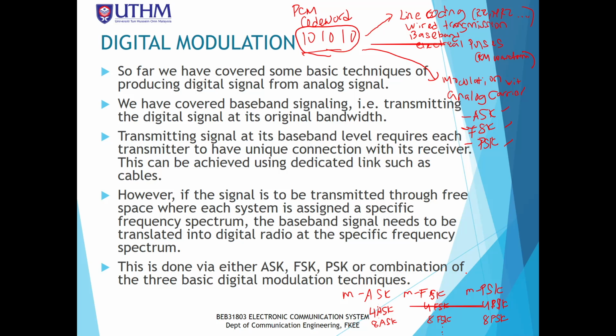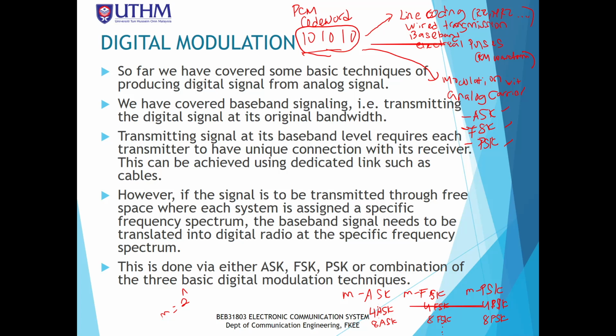Ini saya cerita benda lain sikit. So yang mana M ini adalah to represent a higher modulation index, higher modulation signal, high level modulation signal. Okay, so di mana M, dalam kes ini adalah M is equal to 2 power of n number of bit. Okay, this is the level.